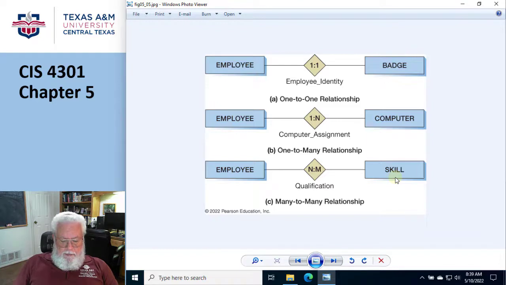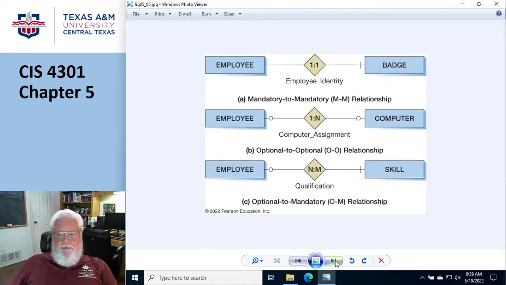So in Figure 5.5, they use this kind of a strange term, these little diamond things. I don't particularly like that, so I'm going to skip over that, and we're going to move to this technique, which is how they do the minimum cardinality. In this particular case, this little thing here says this is mandatory. So an employee must have a badge, and a badge must be assigned to an employee.